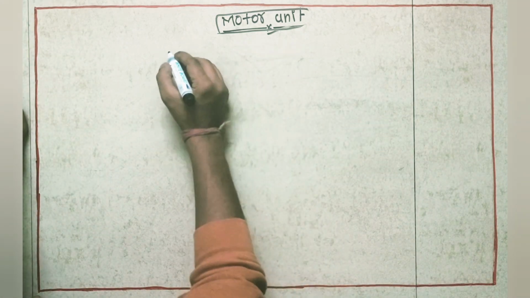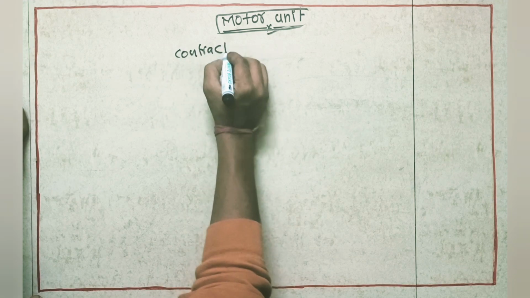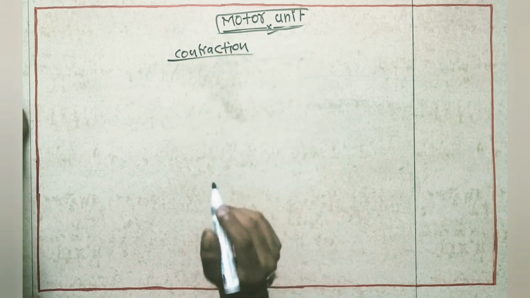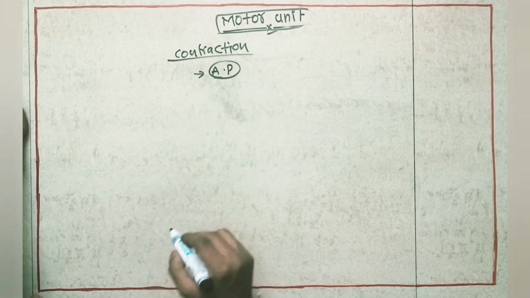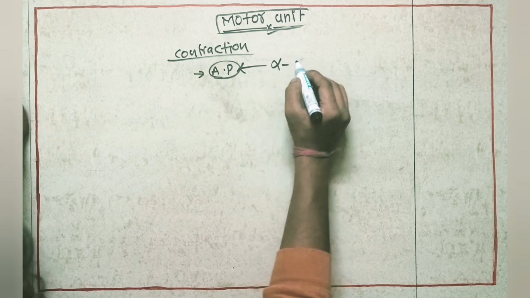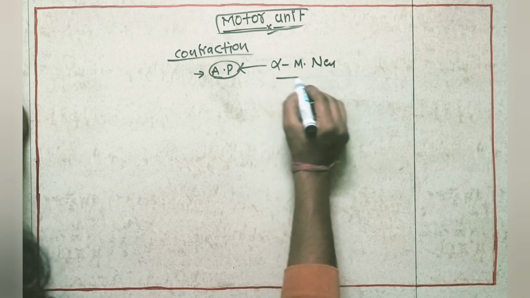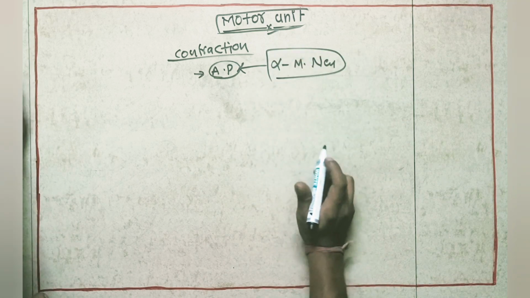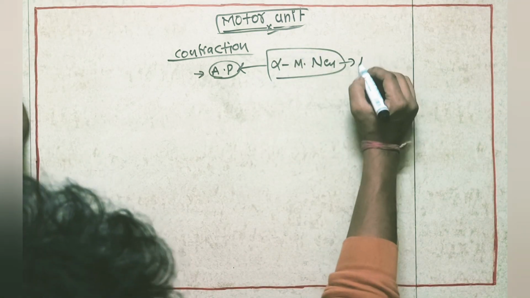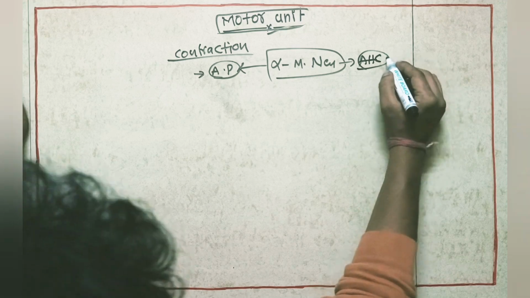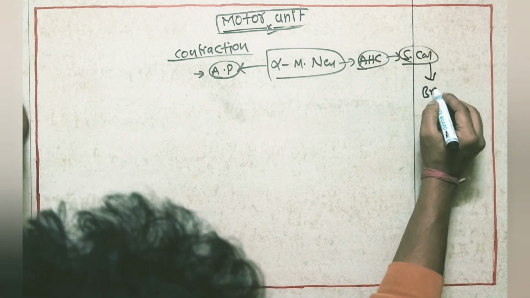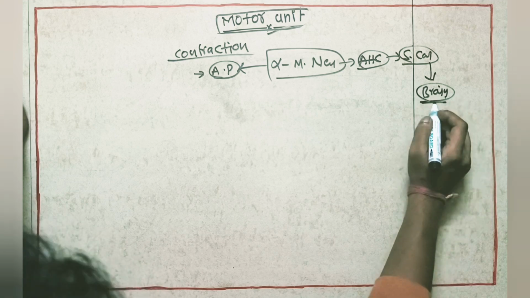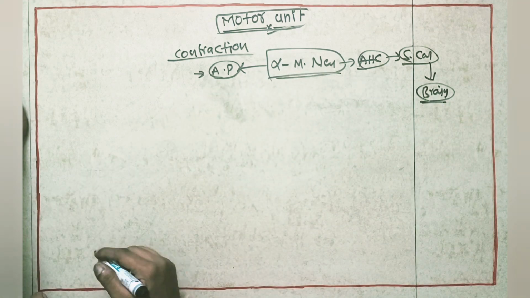Now we'll see the final point, contraction. If the muscle is contracting, what do we need first? We need action potential. From where will we get the action potential? The alpha motor neuron will get the action potential. From where does the alpha motor neuron get it? From the anterior horn cell. The anterior horn cell is present in the spinal cord. The spinal cord is the continuation of the brain. So from the brain we get to the alpha motor neuron, and from there the action potential arrives.